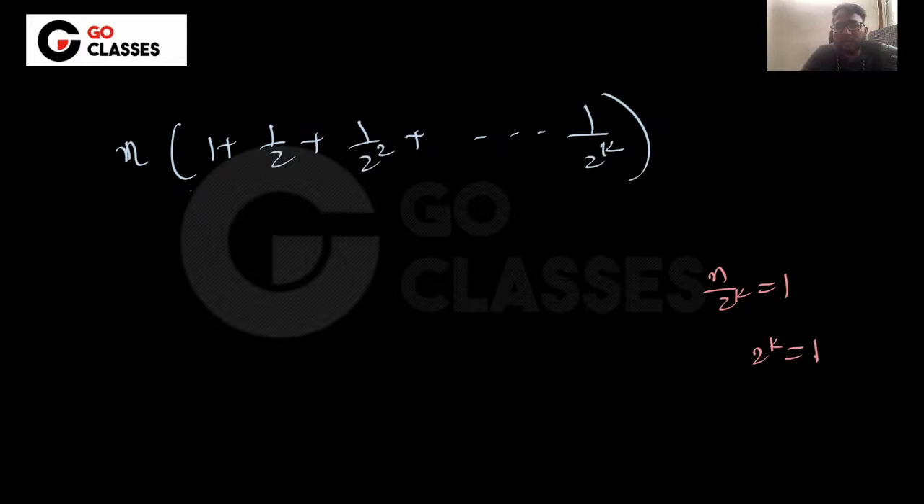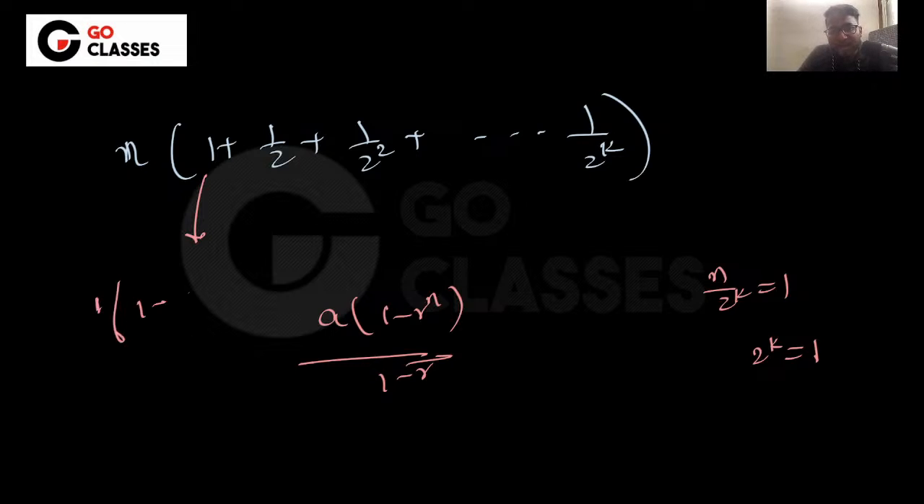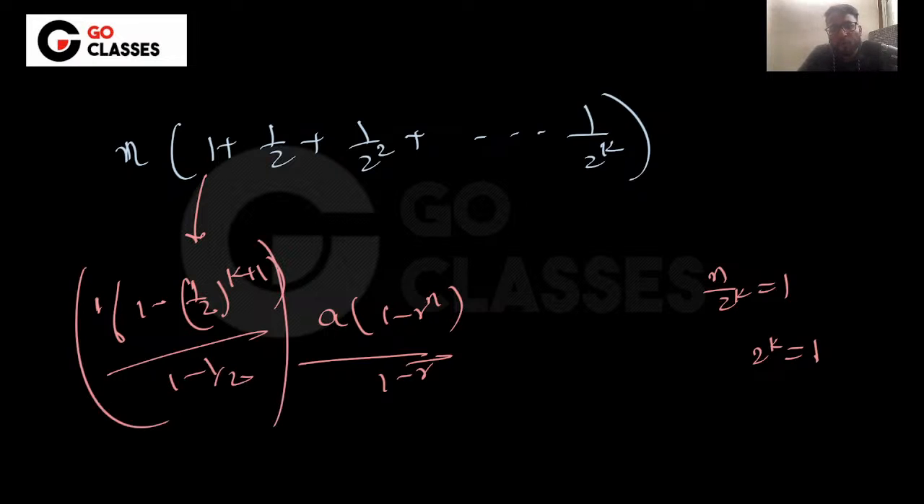Anyway, let's not worry about it. Let's just solve it. Here you can use the formula, which is a into 1 minus r power n upon 1 minus r. What is your first term? First term is 1, and r is 1 by 2. N means number of terms, and the number of terms here are k plus 1. So it is k plus 1 upon 1 minus r, which is 1 minus 1 by 2, and the whole thing is into n. That's how you can solve this.